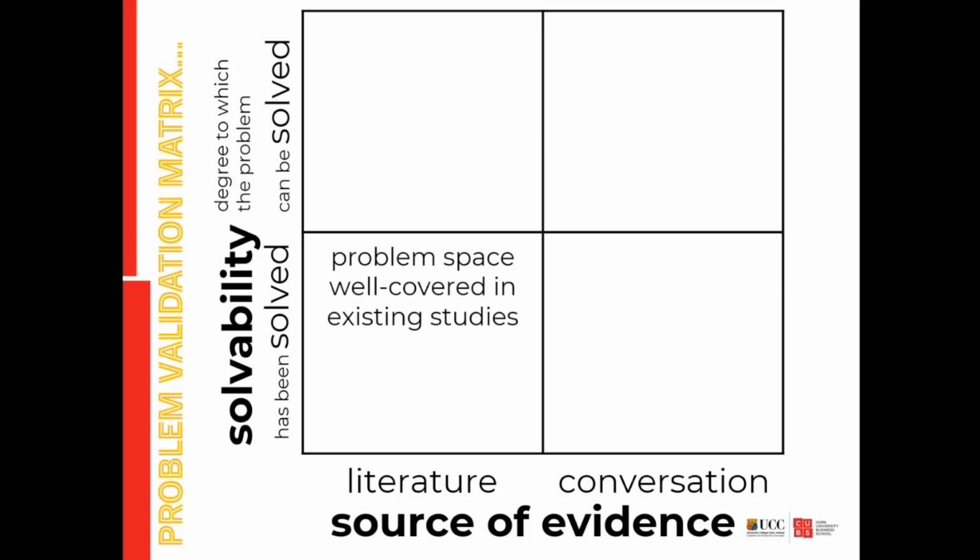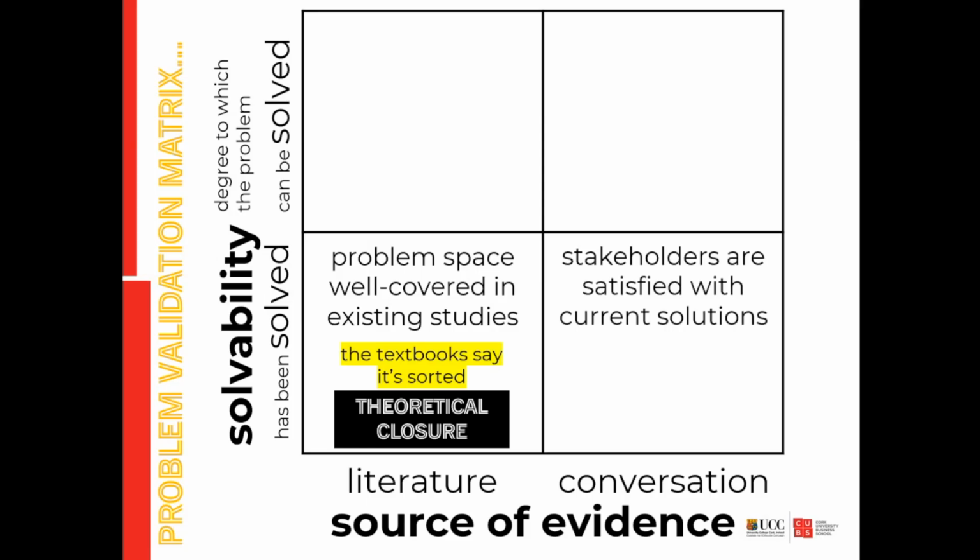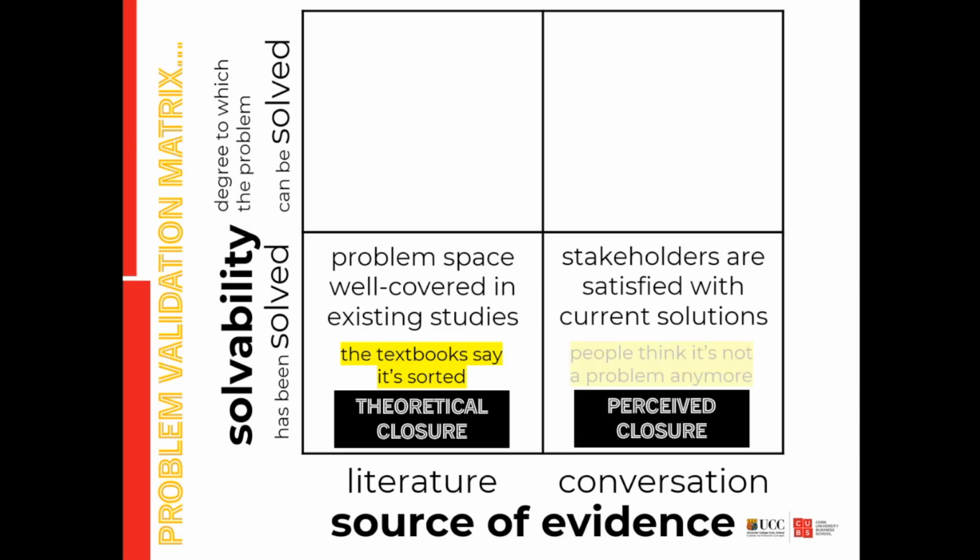If I move quickly through this, we can see, problem space well covered in existing studies. Perhaps there's theoretical closure. The textbooks say it's sorted. So again, we might suggest to ourselves that there's nothing to really look at there. Stakeholders are satisfied with current solutions. Again, if we were talking with people, there might be a perceived closure there. So people think it's not a problem anymore.